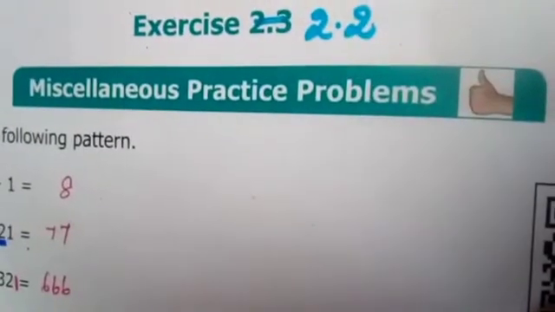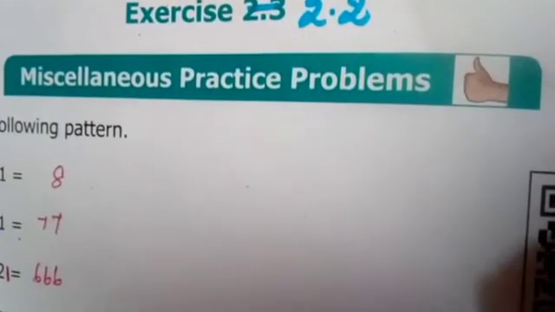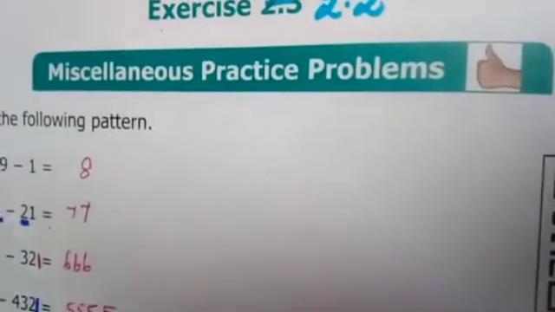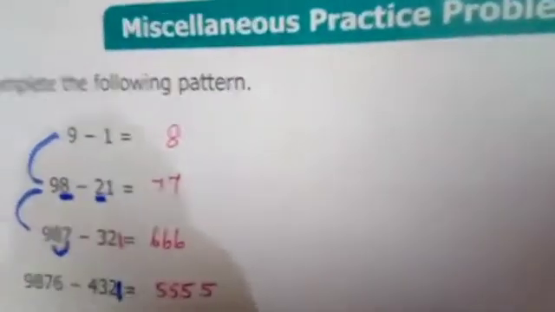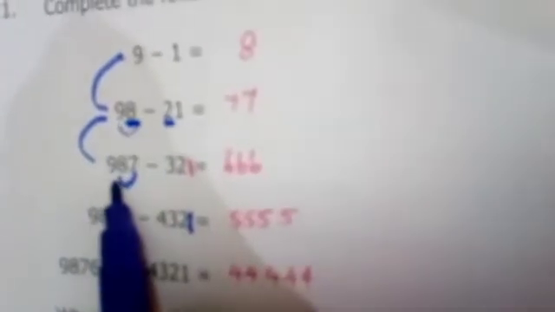Dear students, now we are going to see exercise 2.2, miscellaneous practice problem. First problem, complete the following pattern. First we have to consider the left hand side first numbers. For 9, for it is 98. Now you have to compare these two order, 9 before number 8. The next, in third, 9, 8, 7.